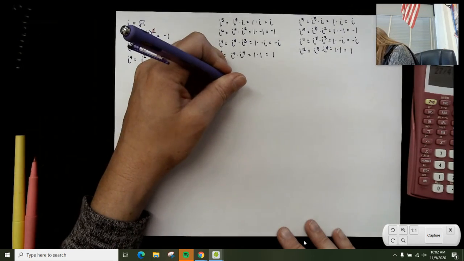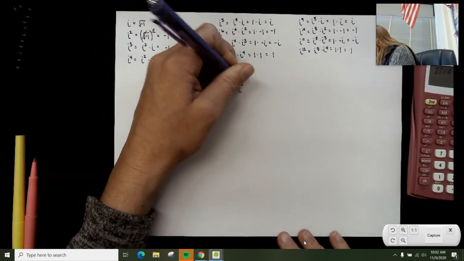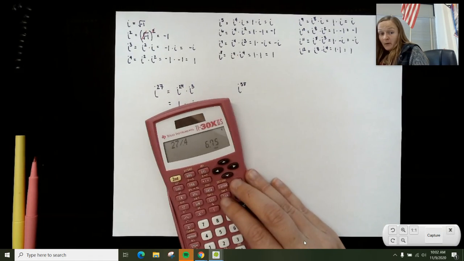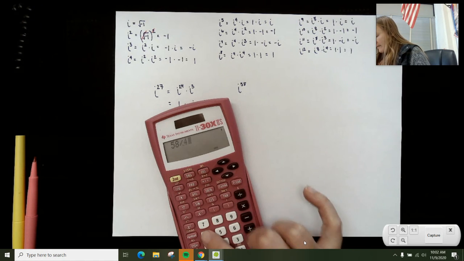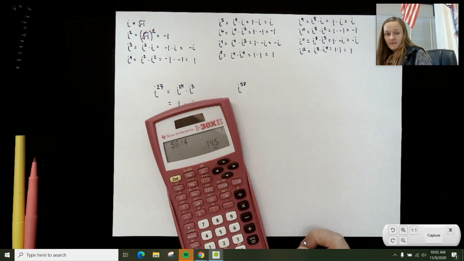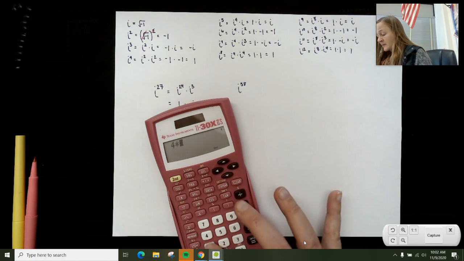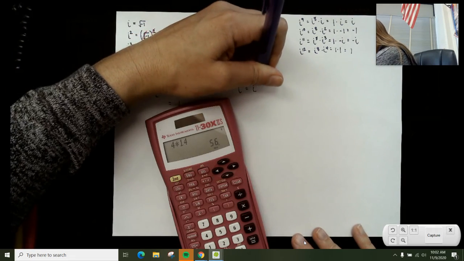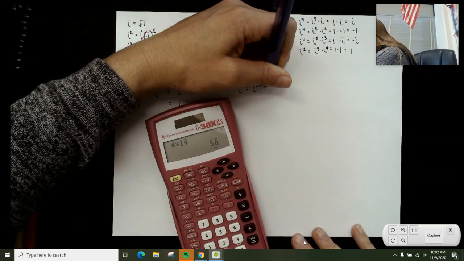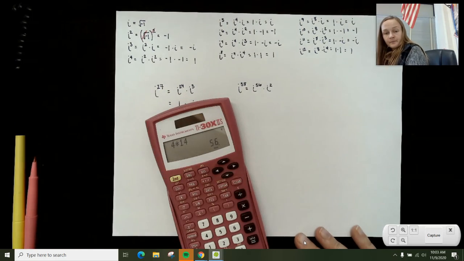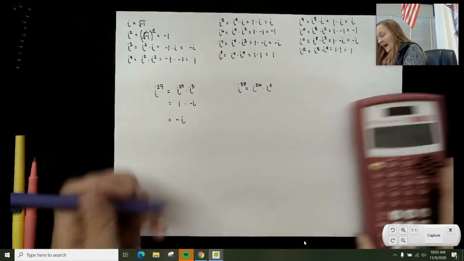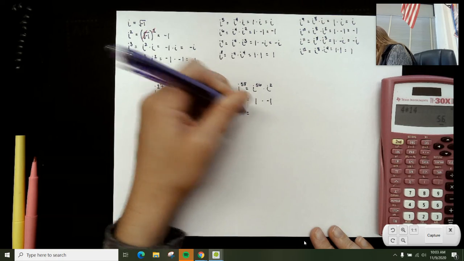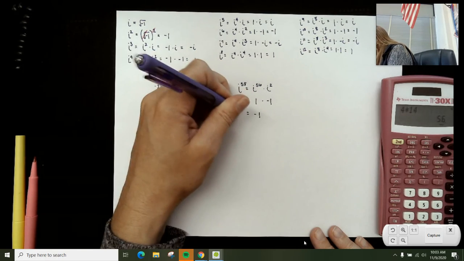Let's try a different one. i to the 58th. I need to find my power of 4. So let's say 58 divided by 4, and I get 14.5. So I know that 4 times 14 will get me really close, 56. So I have i to the 56, and there's 2 left over, so I need times i squared. So i to the 56 is equal to 1, i squared is equal to negative 1, so i to the 58th equals negative 1.